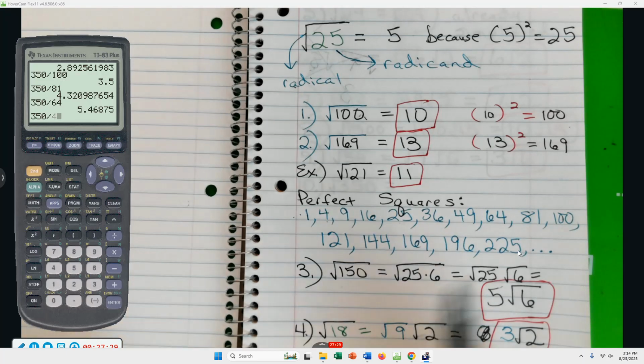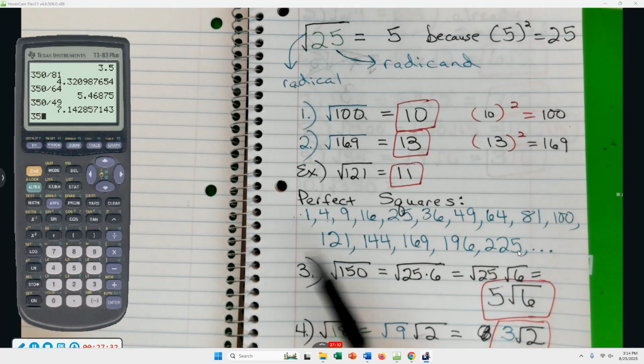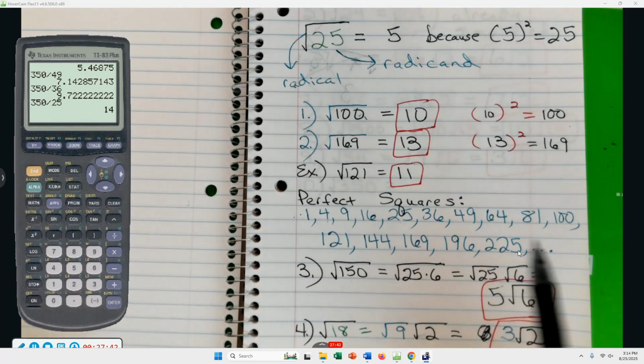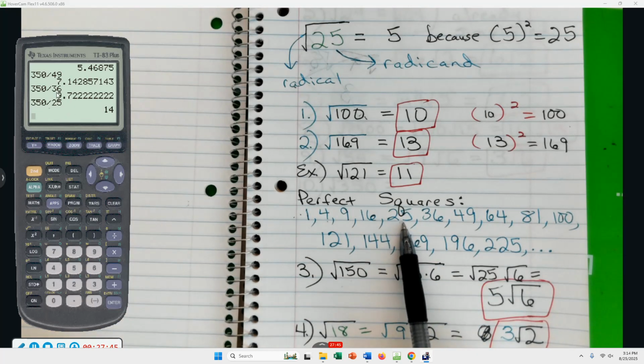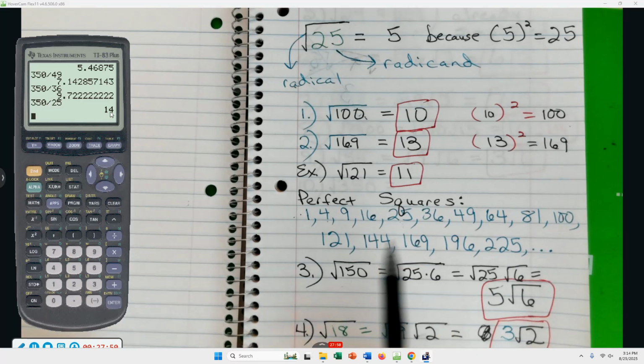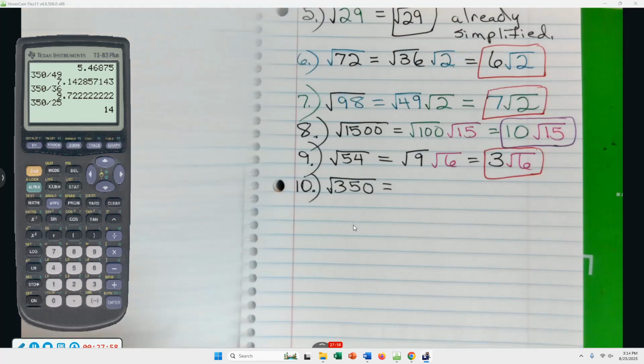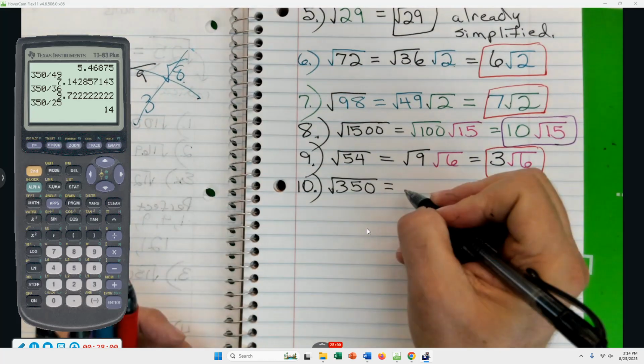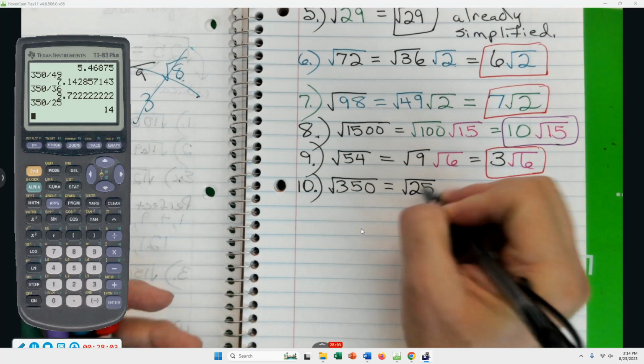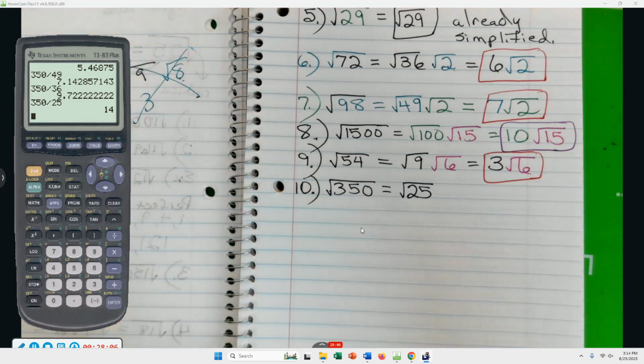350 divided by 49. He's just going through the list of perfect squares, trying to find one that divides evenly into 350. 350 divided by 25. Okay, there it is. 25 divides evenly into 350, and it's 25 times 14. Do any of these other numbers other than 1 divide evenly into 14? No? So they're using the square root of 25 times the square root of 14.